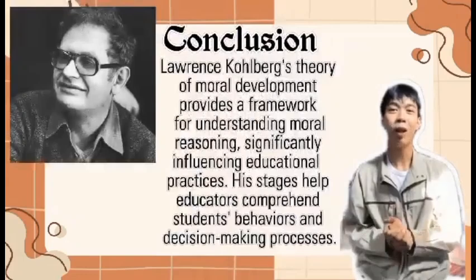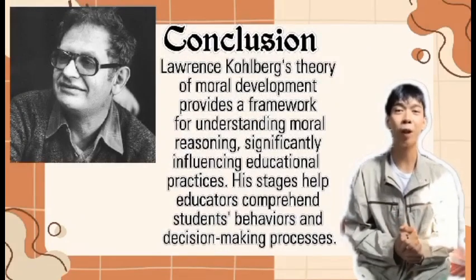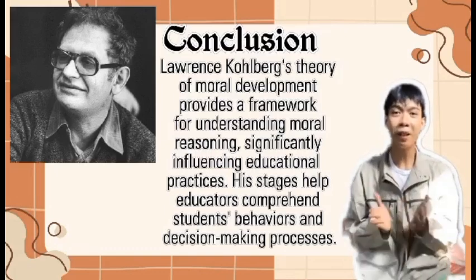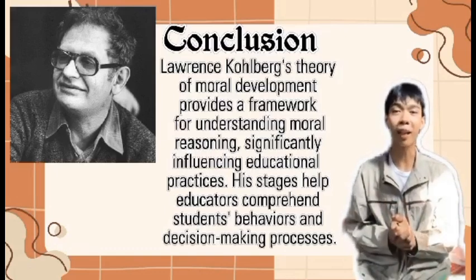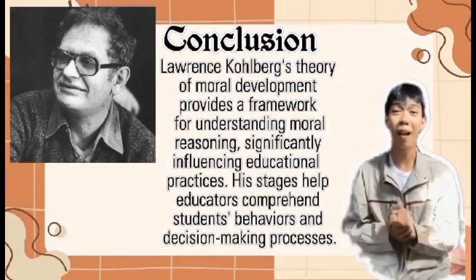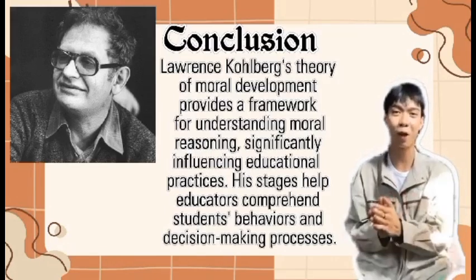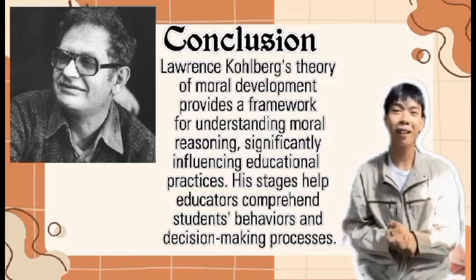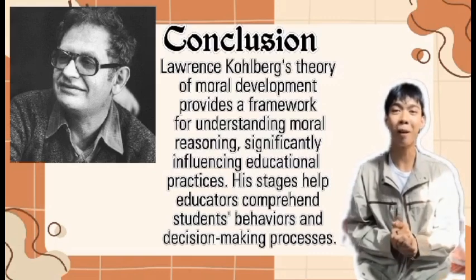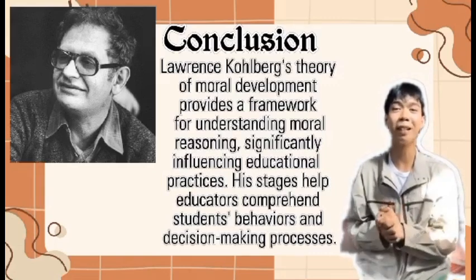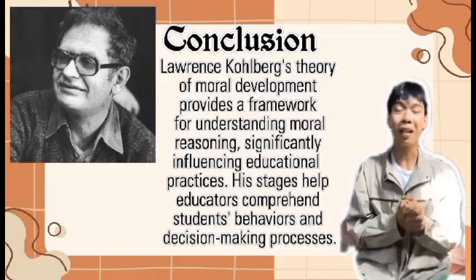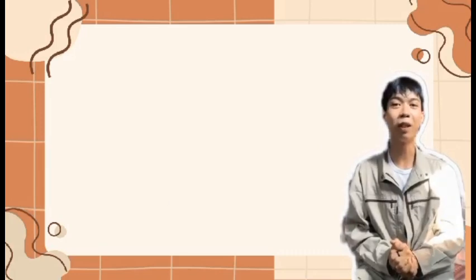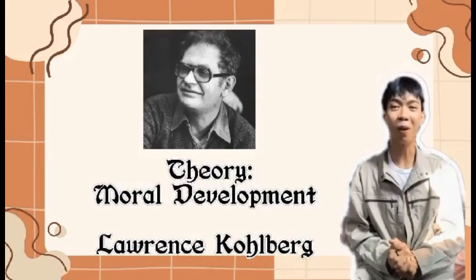In conclusion, Lawrence Kohlberg's theory of moral development provides a framework for understanding moral reasoning, significantly influencing educational practices. His stages help educators comprehend students' behavior and decision-making processes. For instance, attempting to persuade a student to behave in a certain way without recognizing their developmental stage may be ineffective. And these are the stages and levels that can be found in the theory of Lawrence Kohlberg, which is moral development.